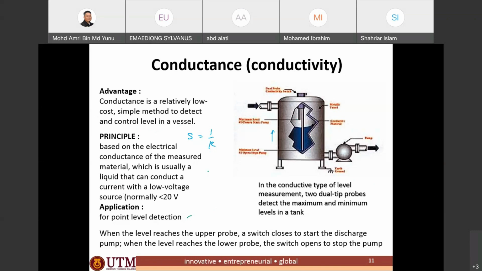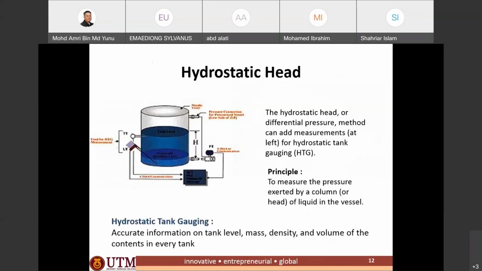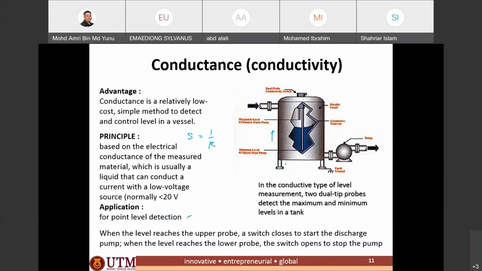Okay, so when the level reaches the upper probe, the switch closes to start the discharge, means the water goes out. When the level reaches the lower, the switch opens to stop the pump and then let the liquid enter the tank. So this is conductive based material for point level detection.